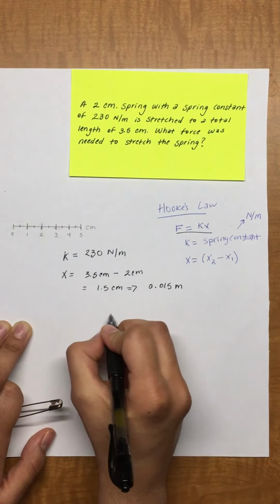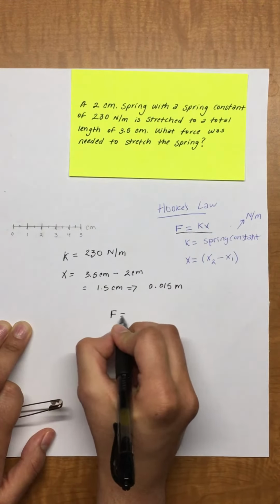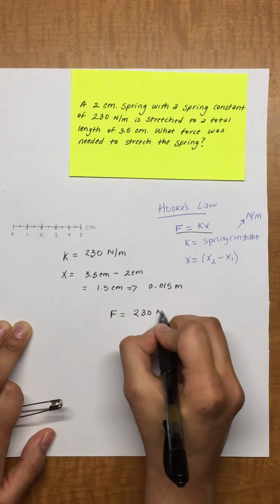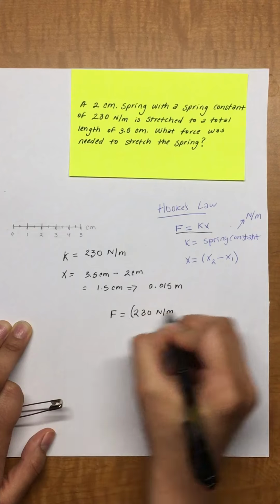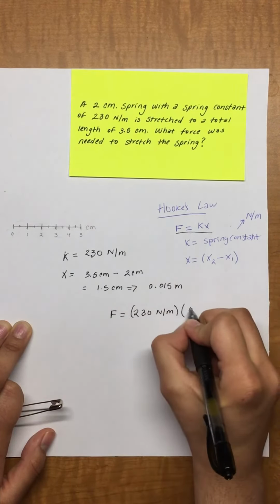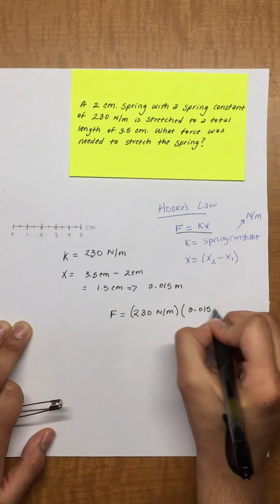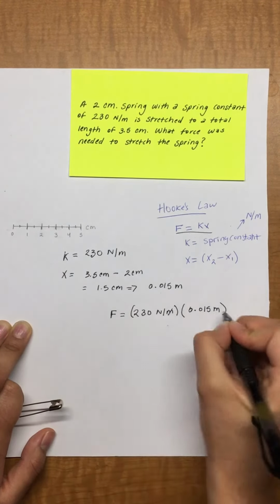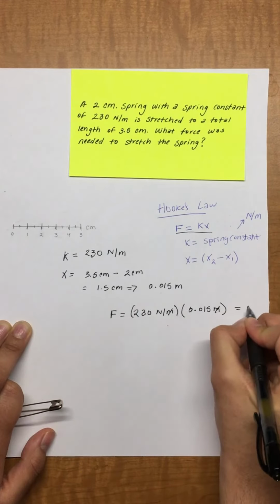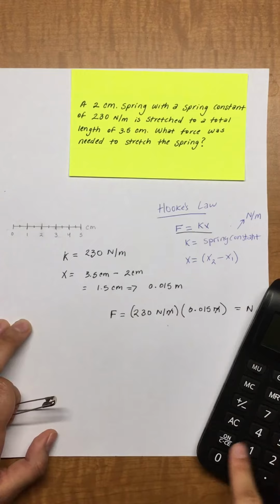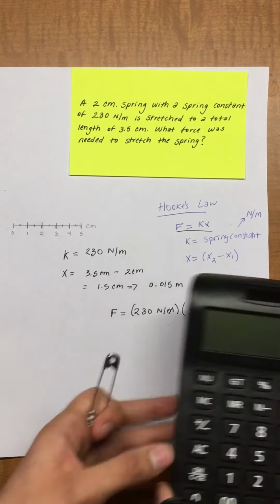Then you use Hooke's law to determine the force required. So you have F is equal to the spring constant, 230 newtons per meter, times the change in x in meters, which is 0.015 meters. The meters will cancel out, which will give you force in newtons. So you know you did your math right if your units are correct.